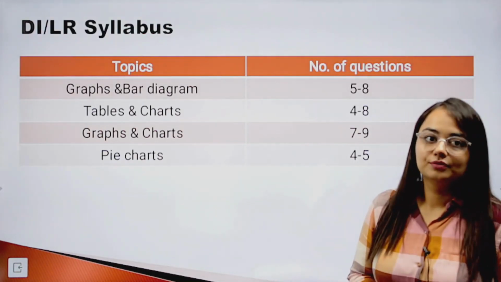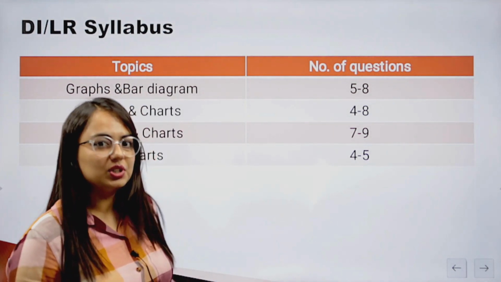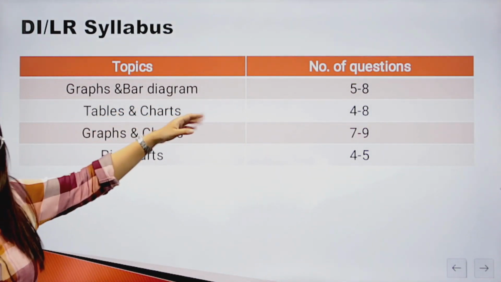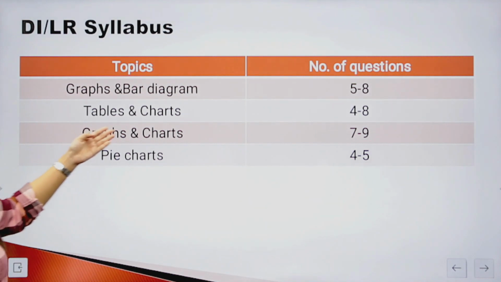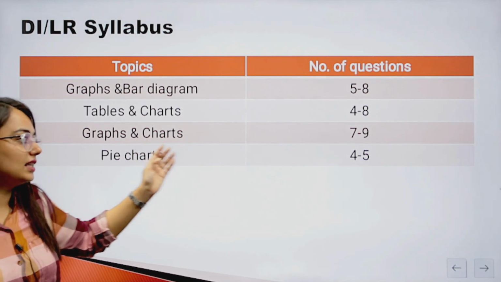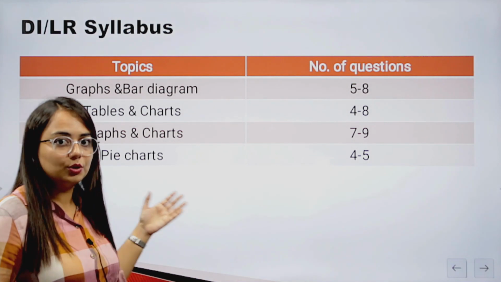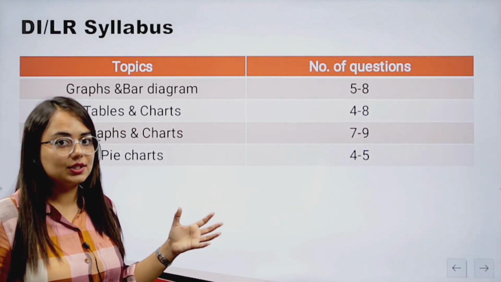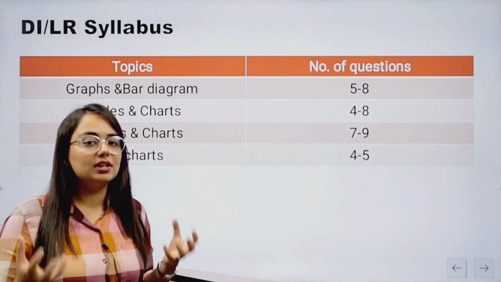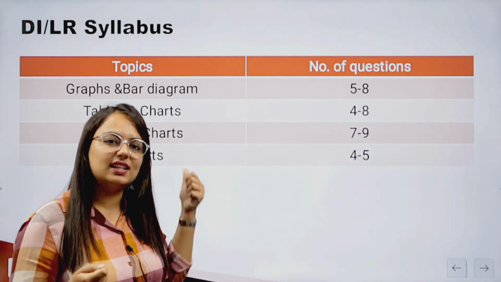Next we have DILR, data interpretation and logical reasoning, where we saw in the 2021 CAT exam that almost 5 to 8 questions were from graphs and bar diagrams, 4 to 8 questions were from tables and charts, and 7 to 9 questions were from graphs and charts. Lastly, 4 to 5 questions were from pie charts. One thing to be kept in mind while dealing with this section is you may not have discrete questions from individual areas but from a combination of areas. So your strategy should be oriented to dealing with such questions.